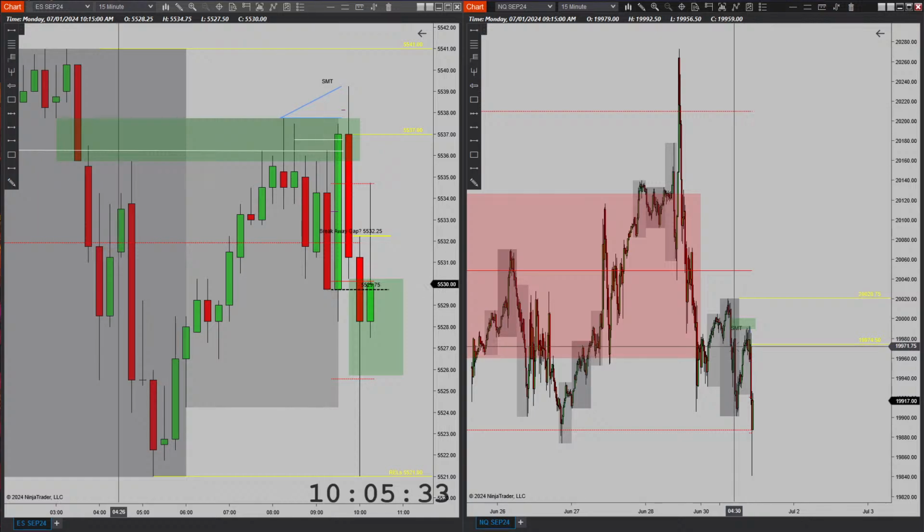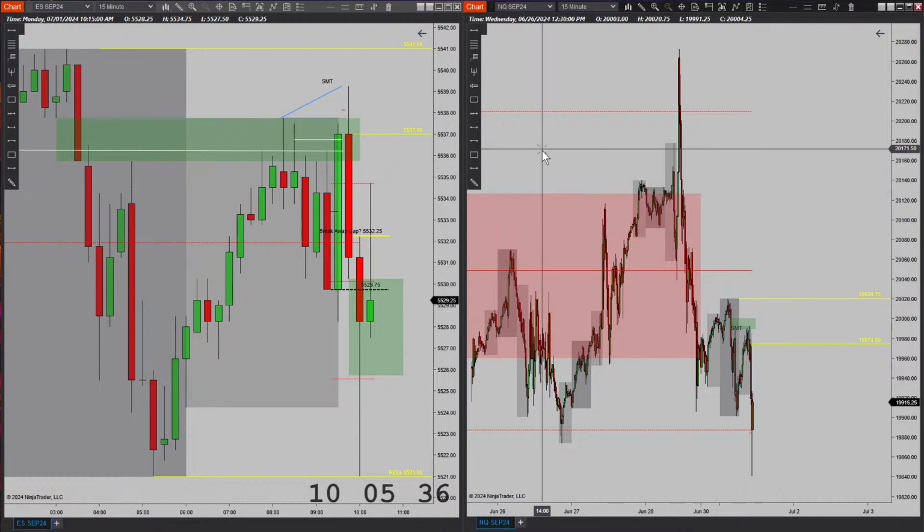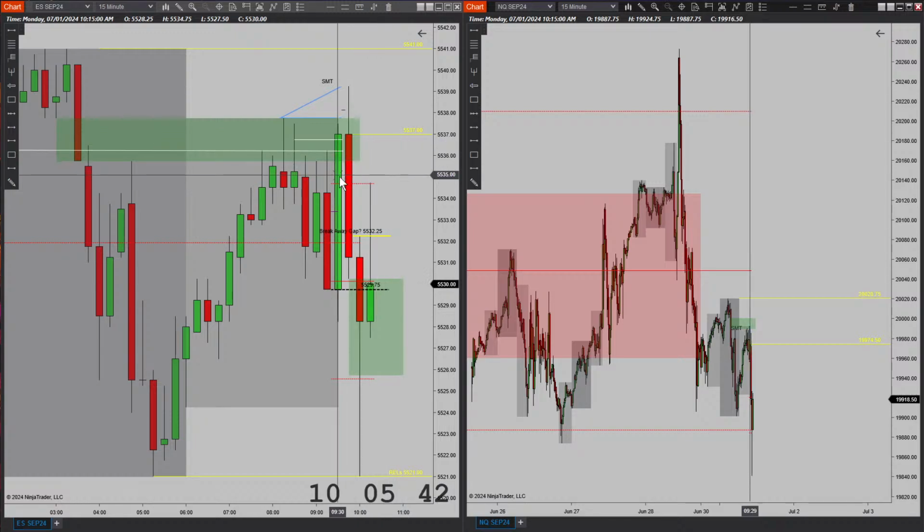I just need to remember to look at the 15-minute as well, because as soon as I realized that price was drawing lower, I should have looked into the higher time frame liquidity pools. I noticed the 1 hour, but I didn't notice the 15 minute.